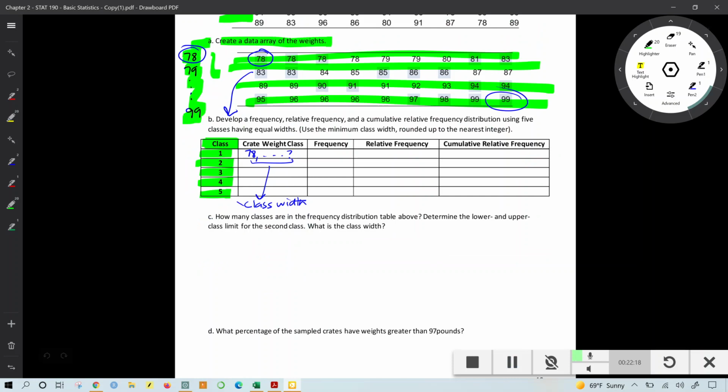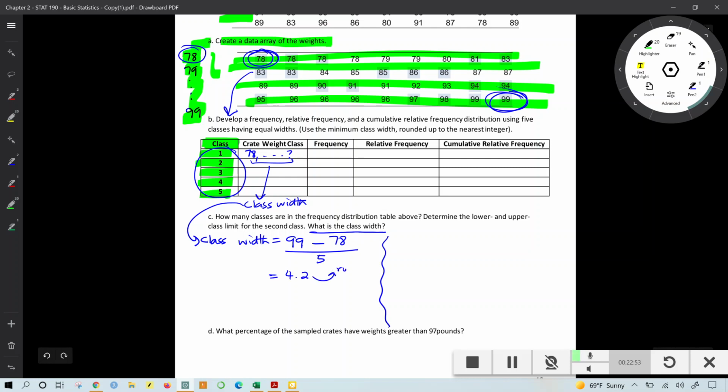In order to determine the class width, you might observe that that is part of the question here. So the class width that I would like to use will be, what is the biggest number here? The biggest number is 99 minus the smallest number, 78, divided by how many classes I would like to divide this into, 5. This would give approximately 4.2. Here you round up. Regardless of the size of this number, I'm going to round up to 5.